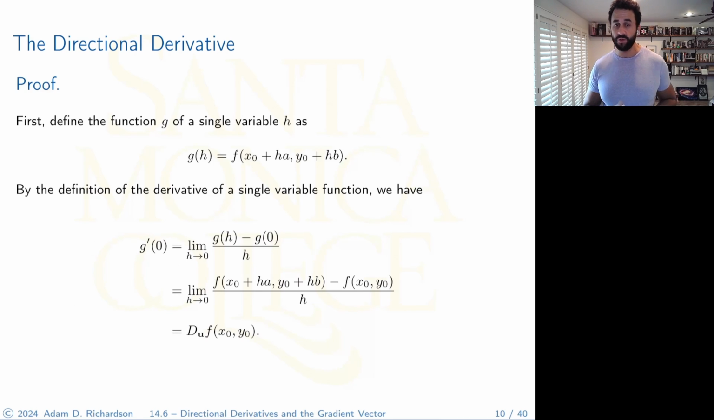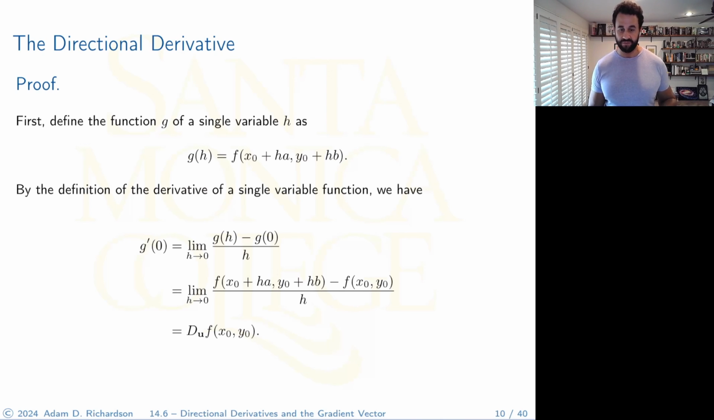So let's prove this theorem, because remember, we had the definition of the directional derivative, but let's prove that this theorem is actually valid. This is a nice proof to walk through just to see how this thing works. First, we're going to define a function g of a single variable, and we're just going to call g of h equal to f of this stuff. The thing I want to emphasize here is that x naught is a constant, a is a constant, y naught is a constant, and b is a constant. So the only thing that is changing for this function is h at the moment.